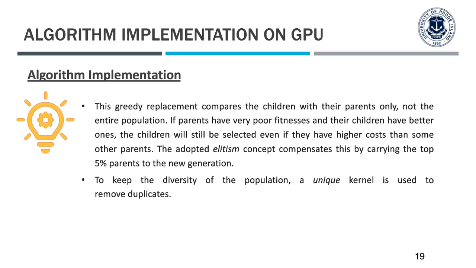Some people may ask why we adopt the elitism concept since we already have the greedy replacement criteria. We can answer this by saying the greedy replacement compares the children with their parents only, not the entire population. If parents have very poor fitnesses and their children have better ones, the children will still be selected even if they have higher costs than some other parents. That's why we adopt the elitism concept to compensate for this by carrying the top 5% parents to the new generation. To keep the diversity of the population, a unique kernel is used to remove duplicates.